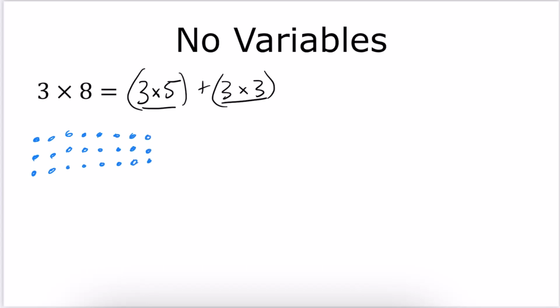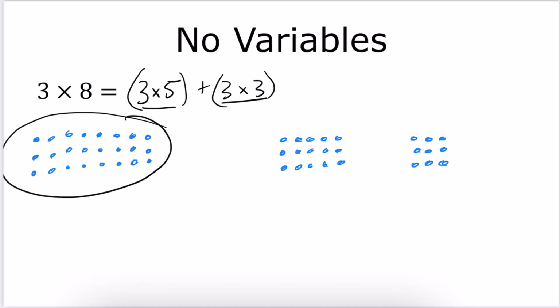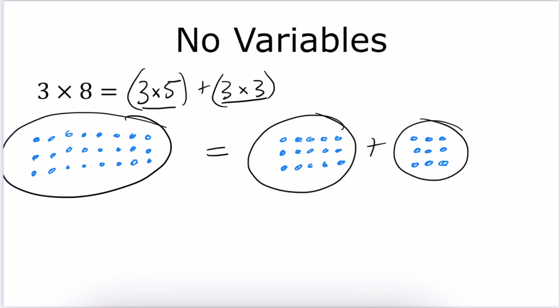So that would be a picture of 3 times 8. And then a picture of 3 times 5 would look like 3 things that have 5 copies made of them. So there's my 5 copies of 3. And then 3 times 3 would have 3 copies of 3. And so when you look at this, you can see that 3 times 8 really is going to be equal to 3 times 5 plus 3 times 3 because it's the same number of dots regardless of how you calculate it.